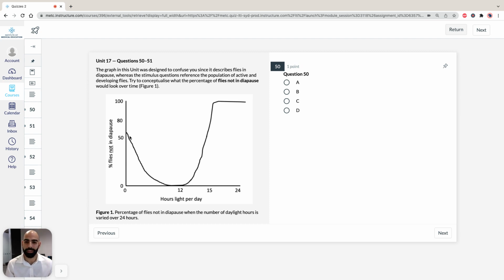If we take a look at the figure that ACER provides, it's important to know what it's saying. The x-axis is telling you, if we shine a light for 0 hours, if we don't shine a light at all on these flies, about 55% of the flies will be in diapause. If we shine a light for 16 hours, the percentage of flies in diapause will be zero. And at 12 hours, it will be 100%. So that's what it's showing us.